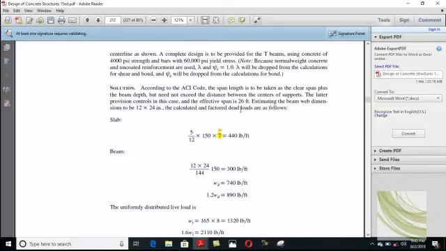According to the ACI code, the span length is to be taken as the clear span plus the beam depth, but need not exceed the distance between the centers of supports. This is the ACI criteria for span length. Now, whenever you are using wL squared by 8, what will be your effective span?